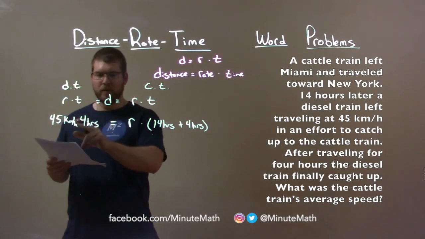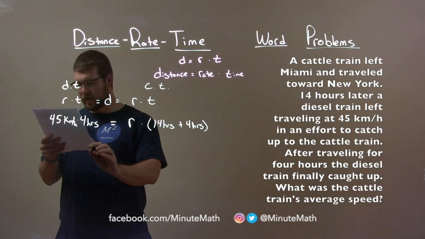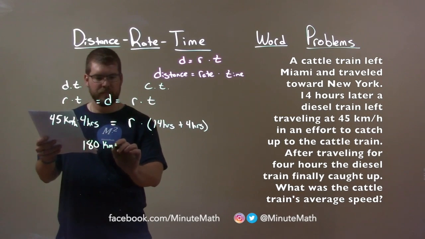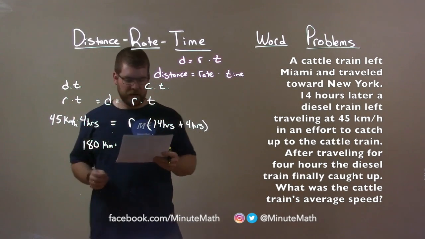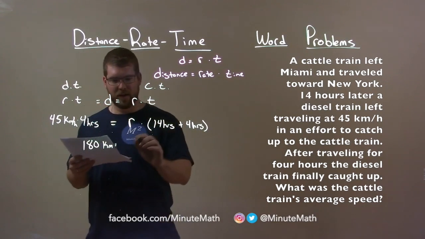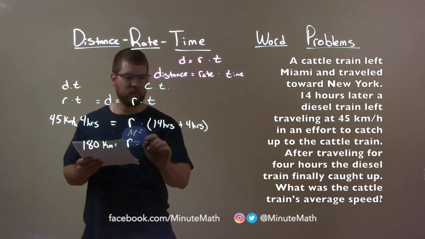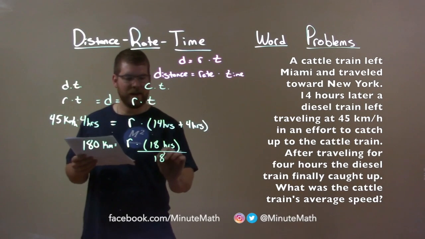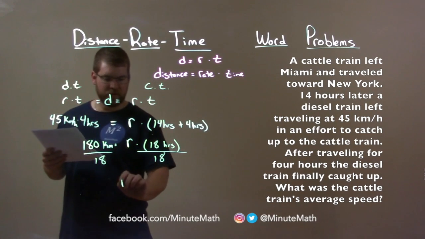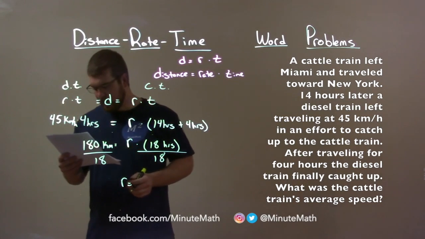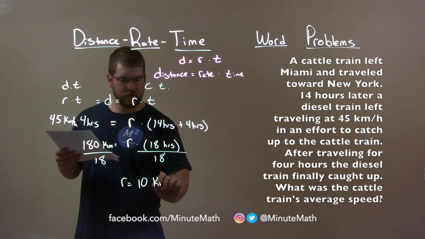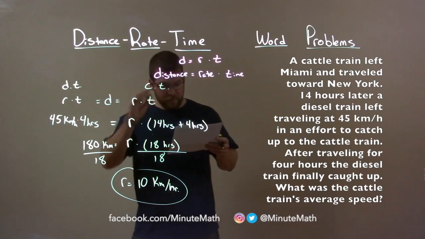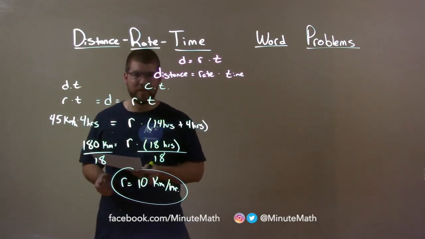So now, 4 hours times 45 kilometers per hour is 180 kilometers, right? And that's the distance it traveled. 45 times 4 would be 180, and then here we would have R times 14 plus 4, which is good old 18 hours. We have to solve for R, so we divide 18 to both sides. And rearranging, having R come first, 180 divided by 18 is 10, and that's 10 kilometers per hour. And that is the average speed of the cattle train.